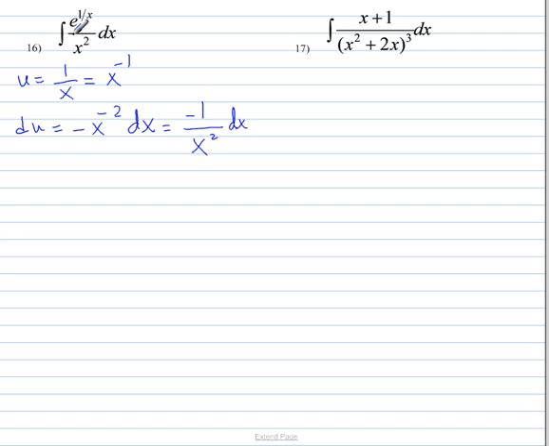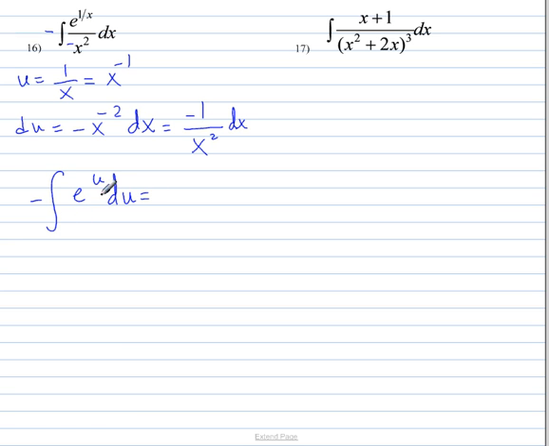Notice that's very similar to what we have here. We have 1 over x squared dx right here. So if we multiply this by negative 1 and multiply the outside by negative 1, we can rewrite this as negative the antiderivative of e to the u, because u is 1 over x, and this negative 1 over x squared dx, that's right here, that's du.